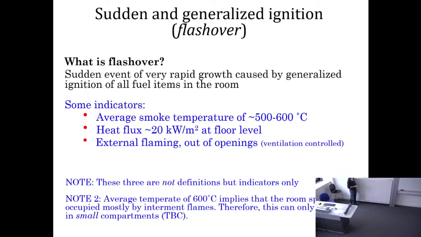So these three definitions, you see external flaming because it has run out of oxygen. The lowest heat flux in the compartment is insanely high, or actually the average temperature in the compartment is pretty much the average temperature of an intermediate flame, the whole of the compartment. These are indications of the fire has reached its maximum size.